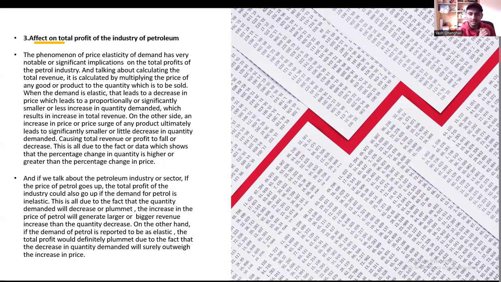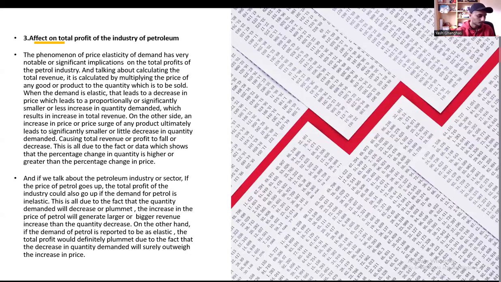When the demand is elastic, a decrease in price leads to a proportionally larger increase in quantity demanded, which results in an increase in total revenue. On the other side, an increase in price of any product ultimately leads to a small decrease in quantity demanded. This is all due to the fact that the percentage change in quantity is greater than the percentage change in price. So we are taking this into account.